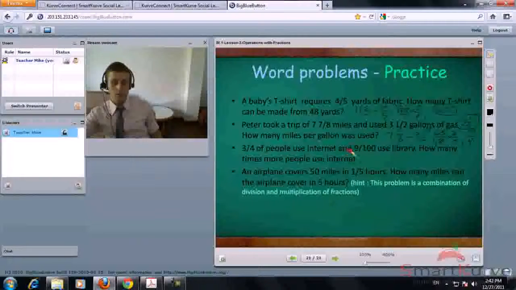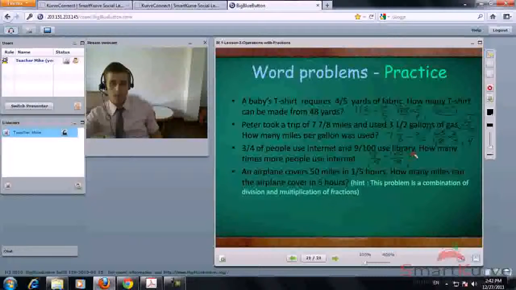3 1/4 of people use the internet, and 9/100 use the library. How many times more people use the internet? Well, 3 1/4 divided by 9/100, times 100 over 9. 3 becomes a 1, a 9 becomes a 3. 4 becomes a 1.